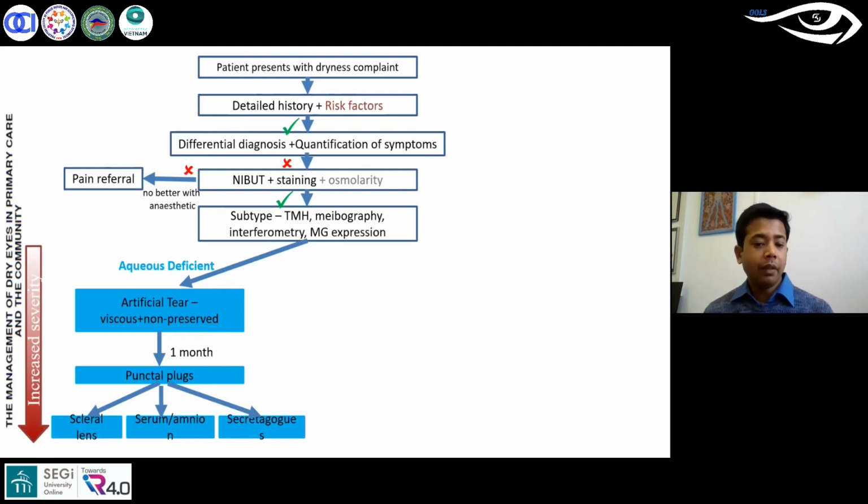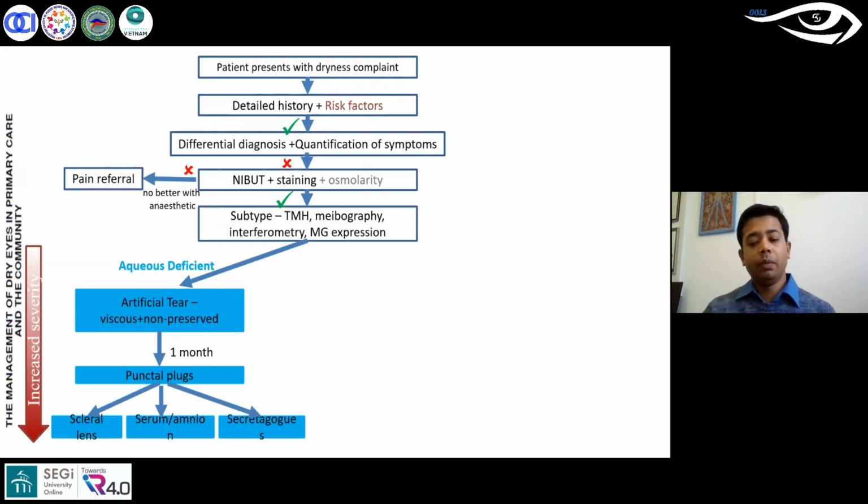And what are the options we have? We have scleral lens, we have serum and amnions, and we have secretagogues. It depends on where you practice, which one is readily available, or perhaps you can actually co-manage with someone who does prescribe and manage this type of patients.